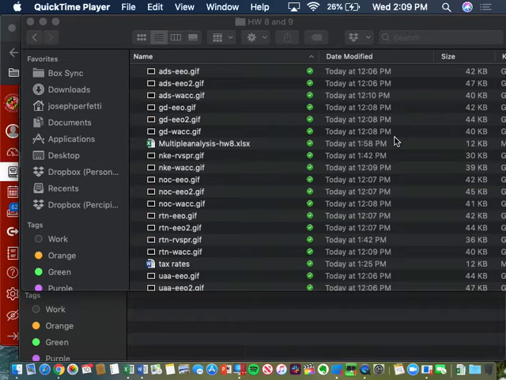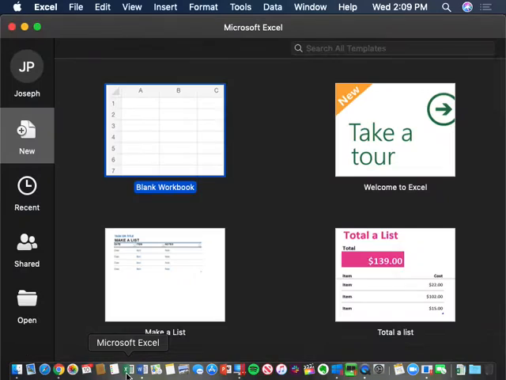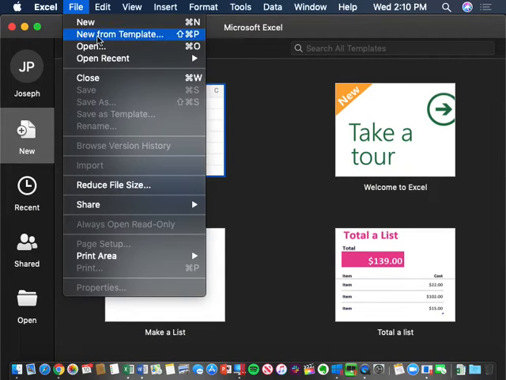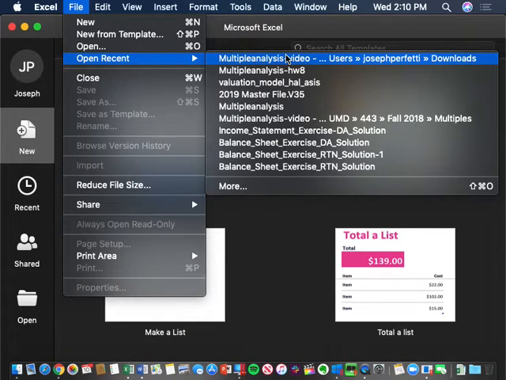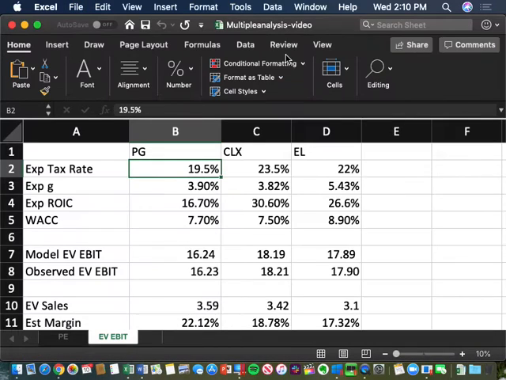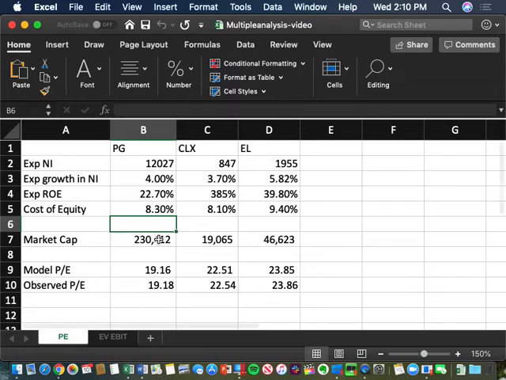And today, what we're going to talk about are homeworks 8 and 9, which are primarily multiples assignments. So, assuming that you've watched the video and didn't have any questions, just to briefly review, this would be the multiples file that was on the video. And I had done Procter & Gamble, Clorox, and Estee Lauder. Two tabs. One is the PE multiple, the other is the EV to EBIT multiple and EV to sales multiple.